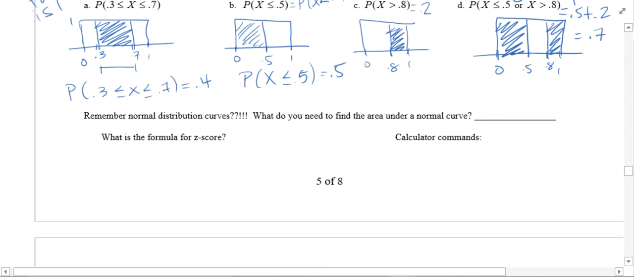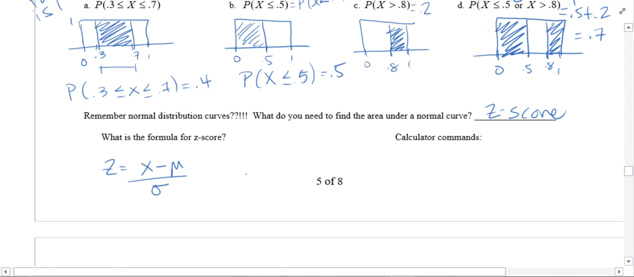Okay, so we're talking about normal curves. What do we need to find the area under a normal curve? I kind of gave you a little hint on the intro. We're going back to z-scores. Okay. So what's the formula for a z-score? Do you remember? Hopefully. It'd be the value minus the mean divided by the standard deviation. Okay, so I wrote it in symbols.